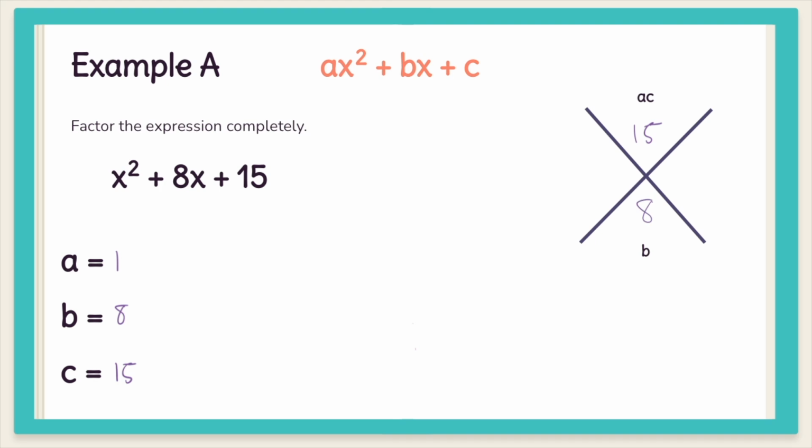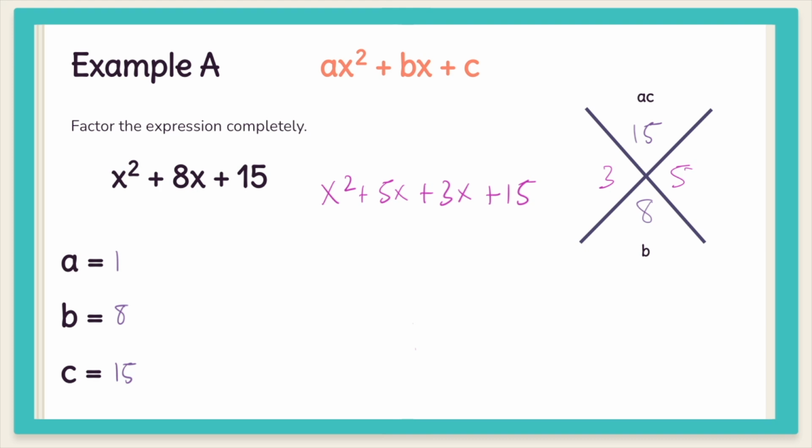Just like before when I was using my factor puzzle, I'm looking for things that multiply to 15 and give me 8. So I've got a positive 15 there and a positive 8, so I know that 3 times 5 will give me 15, and that 3 plus 5 is equal to 8. Now I'm going to write that out in expanded form. So I've got x squared plus 5x plus 3x plus 15. All right, that's great. I've written it out in expanded form because I've taken my middle value of 8x and made it 5x plus 3x.